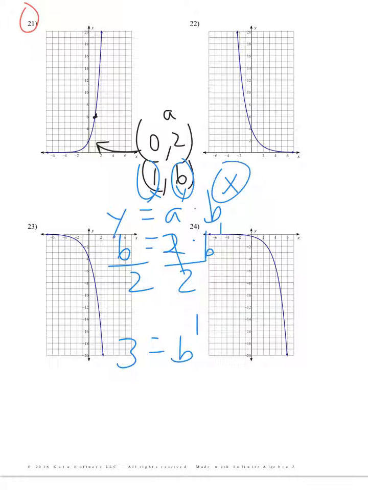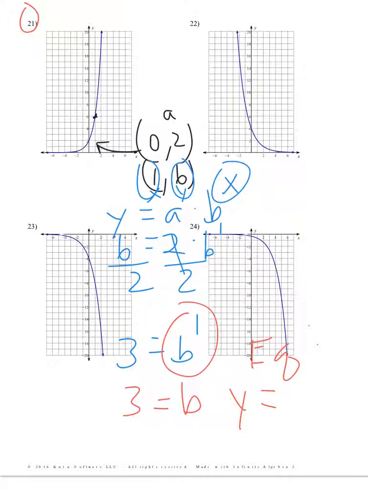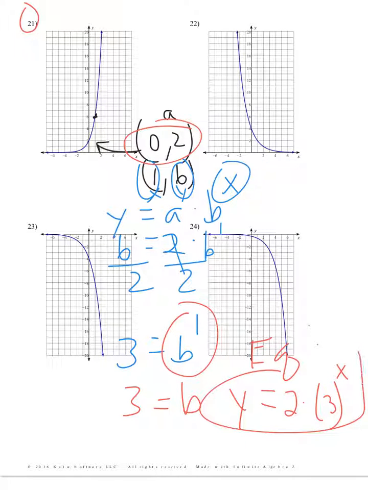Now if I have b to the first, I don't need to take any root. So I really get just that b is equal to 3. But if that would have been b squared or b to the third, you take the square root or the cube root, whatever you need to do algebraically. So now my equation is y equals a, and a is my y-intercept, the y value of the point (0, 2). So it's 2 times 3 to the power of x. And that's an exponential growth graph right there.